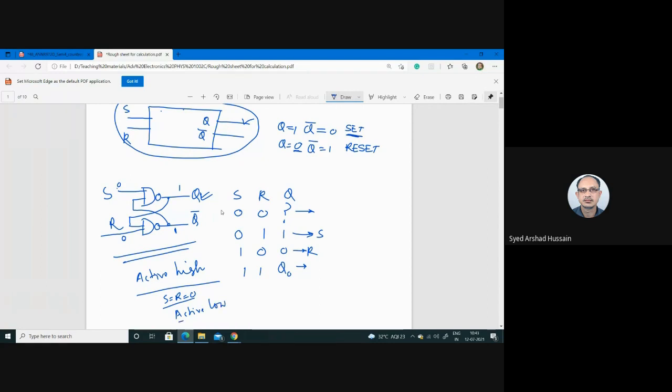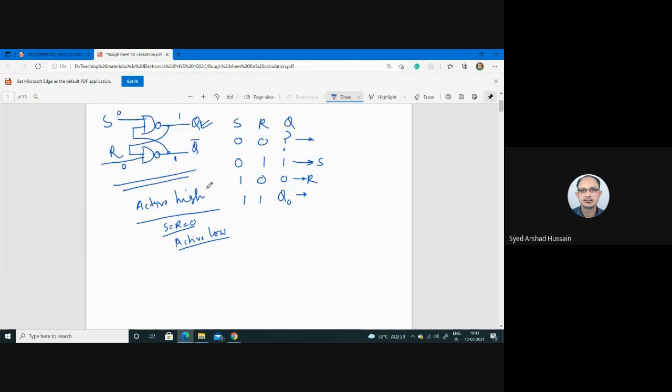Active low means that initially, for these circuits, the inputs are kept S is equal to R is equal to 1, in high state, in rest or idle condition. As soon as you change any of the inputs from high to low, your output will change. That's why it's called active low. So these are two kinds of flip-flops. Mainly this is valid for all kinds of flip-flops, depending on your resting or idle conditions.